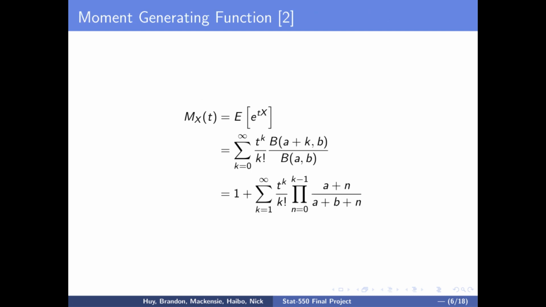The moment generating function for the beta distribution, or M_X(t), is equal to the summation from k equals 0 to infinity of t to the power of k multiplied by B(a plus k, b) divided by k factorial multiplied by the beta function B(a,b). That is equal to 1 plus the summation from k equals 1 to infinity of t to the power of k divided by k factorial, multiplied by the product from n equals 0 to k minus 1 of (a plus n) divided by (a plus b plus n).